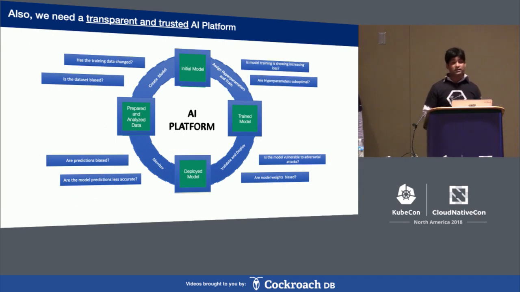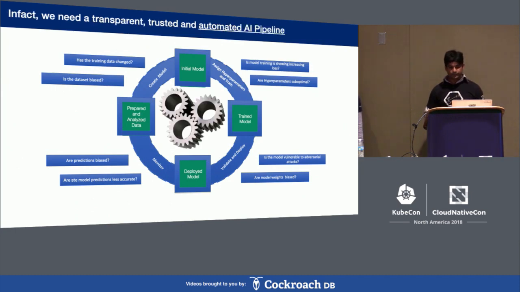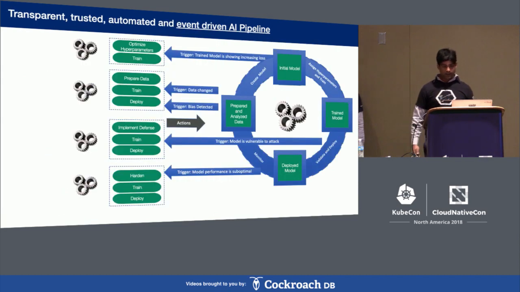Has the training data changed? Is the data set biased? Is model training showing increasing loss? Are model weights biased? Or the classifiers which you use, are they biased? Are the model predictions accurate? And ideally, you would want this to be automated. So what you need is a transparent, trusted, automated, and event-driven AI pipeline.